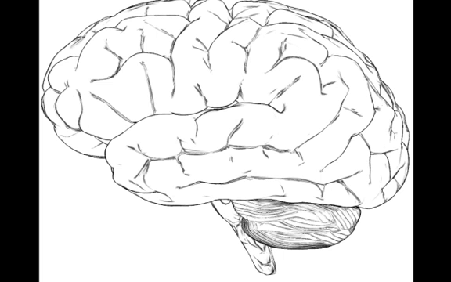Now you should all have in your packets a diagram of the exterior of the human brain, and I'll expect you to color in portions of it as I introduce you to the different structures of the cerebellum and the inner portions of the brain. So go ahead and get your colored pencils or crayons ready.